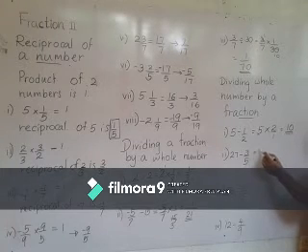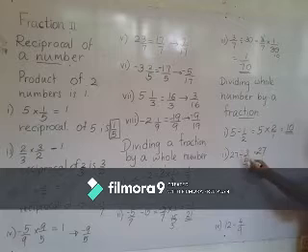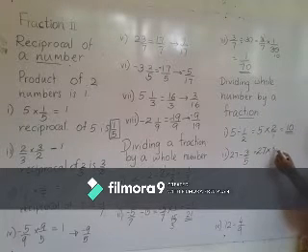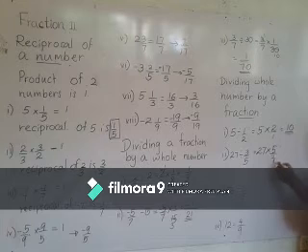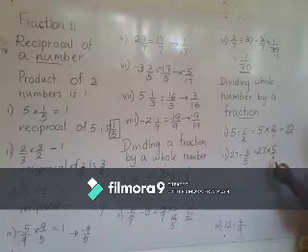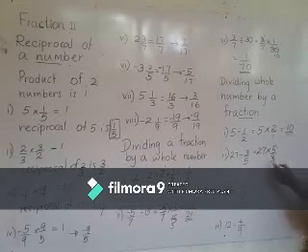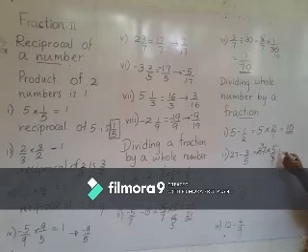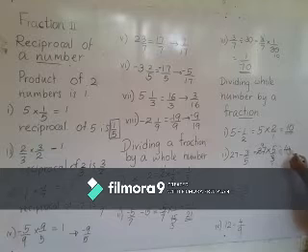Next question. 27. Division becomes multiplication. Then 5 goes up, 3 goes down. Reciprocal. 5 up, 3 down. Then 3 times 1, 3 times 9. Then 9 times 5 is 45.